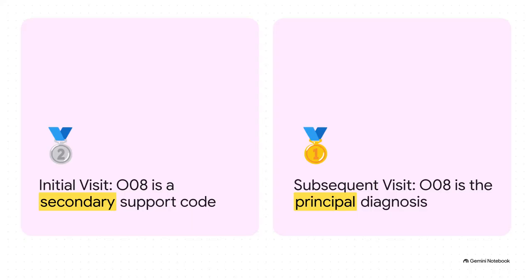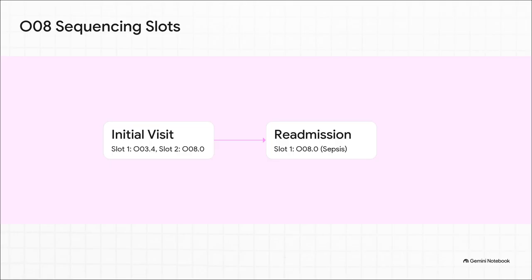Let's model an if-then scenario to clear this up, comparing a patient's initial abortion care visit against a subsequent readmission a few days later. During that initial encounter, if a complication pops up that isn't already captured by the primary abortion code, 008 acts as a secondary support code. But if the patient is discharged, goes home, and comes back later purely to treat a delayed complication, well, that hierarchy flips entirely.